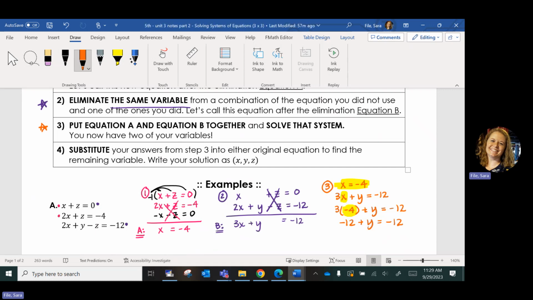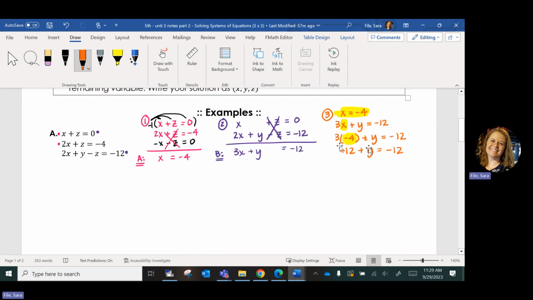Those of you who see it, what is y? Yeah, if we have negative 12 plus something equals negative 12, that's got to be 0 because we want it to stay negative 12. If you don't immediately see it, it's okay. Do your algebraic steps to isolate y. So add the 12 over, and you can then see, oh, negative 12 plus 12, that's 0. So now we've solved for y.